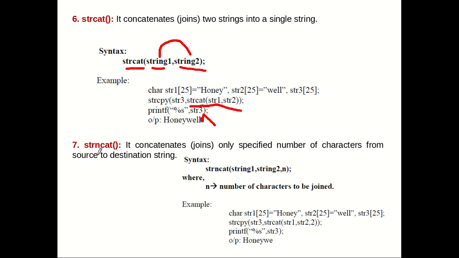We can also concatenate n characters, with the number of characters specified by the user. Here we want to concatenate only two characters of string 1 and string 2. The first two characters of string 1 are concatenated with the first two characters of string 2, and that is copied to string 3 here.